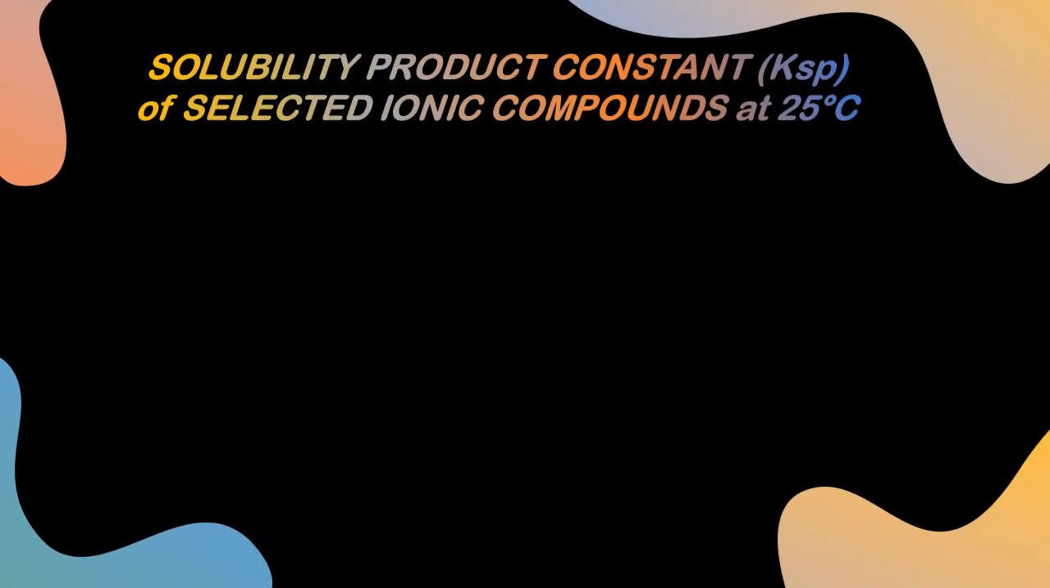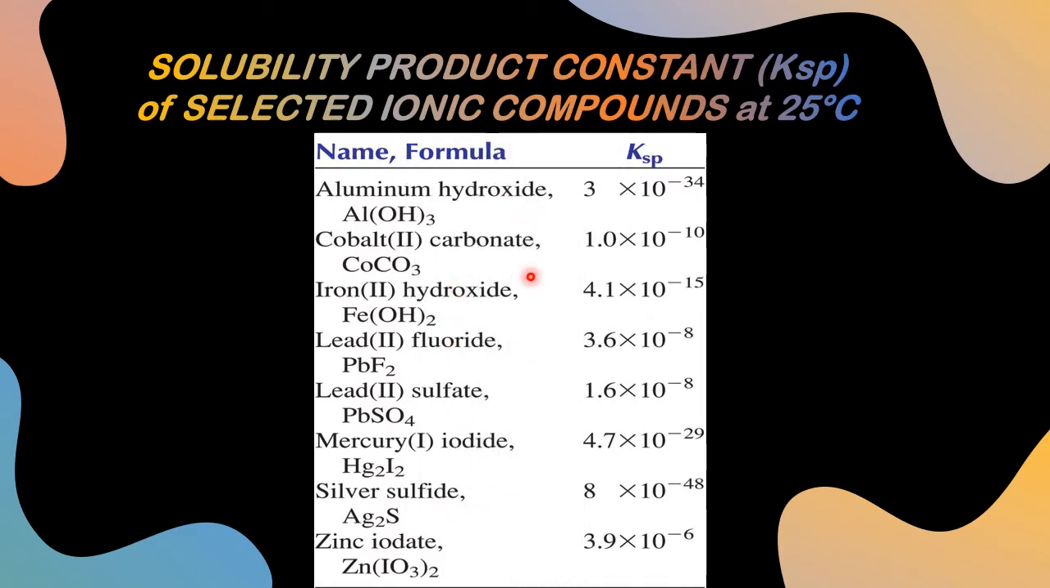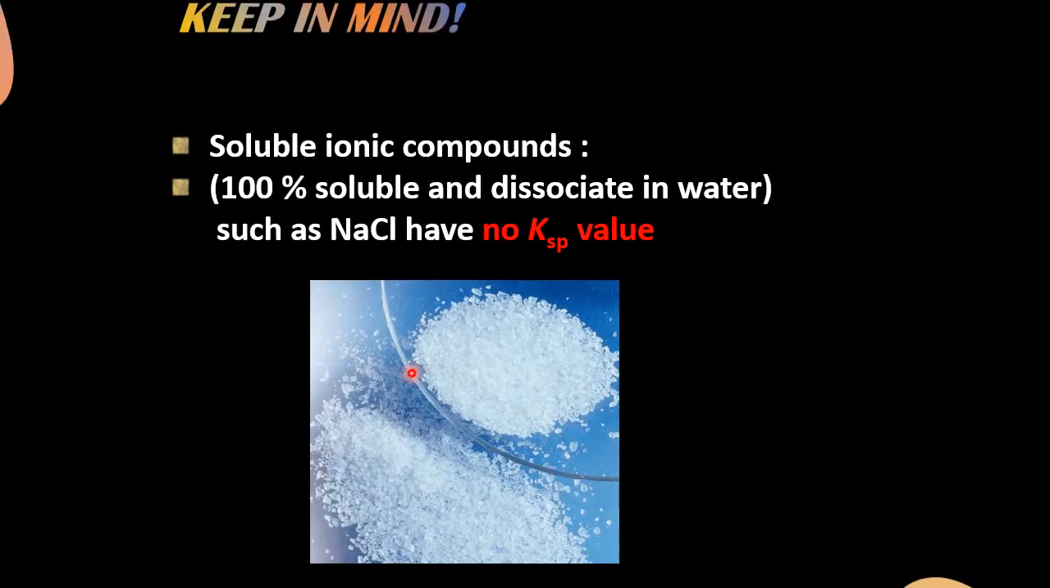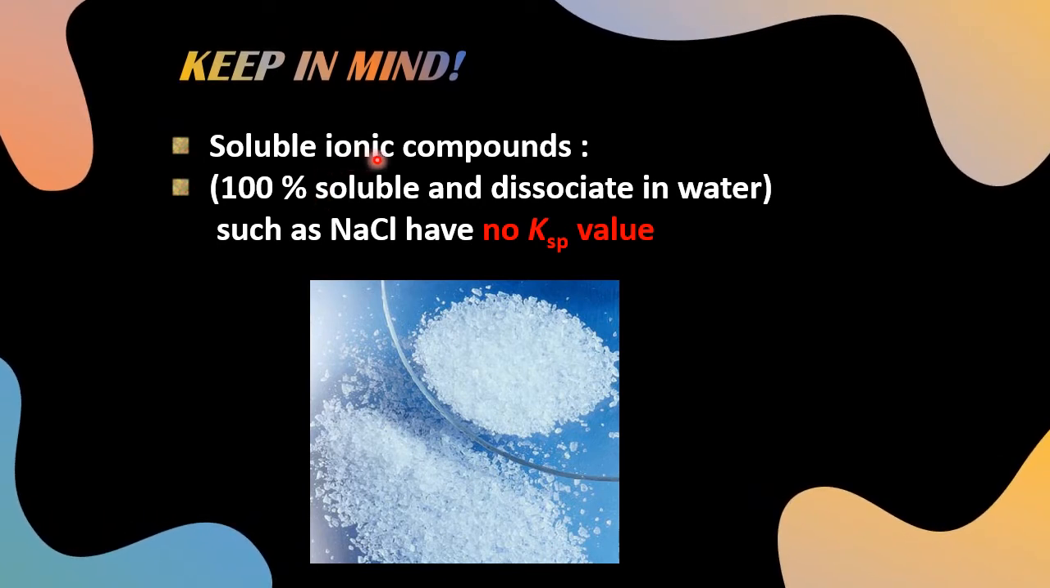Solubility product constant Ksp of selected ionic compounds at 25 degrees Celsius. There are a few examples, meaning that all of these are slightly soluble salts. Keep in mind, soluble ionic compounds are 100% soluble and dissociate in water, such as sodium chloride, and have no Ksp value. So for example, strong acids and strong bases have no Ka and Kb value.